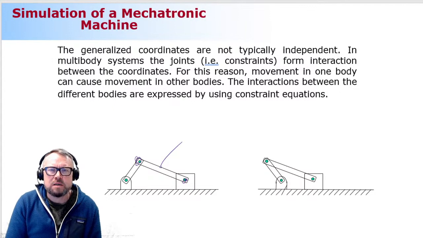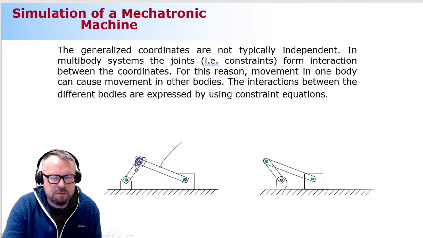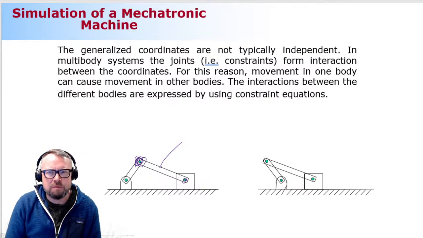Okay, so what we're going to do next is learn how to make these limitations about the motion possibilities. That's going to be with the help of constraints.